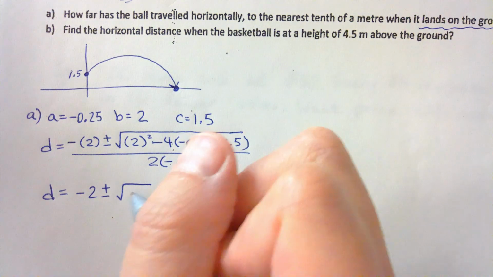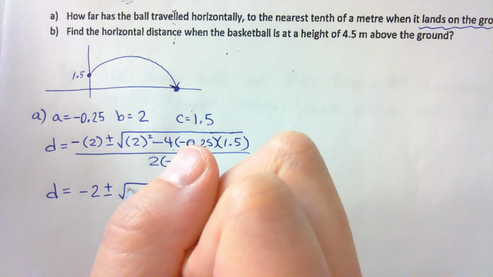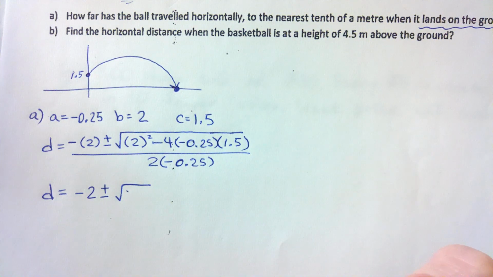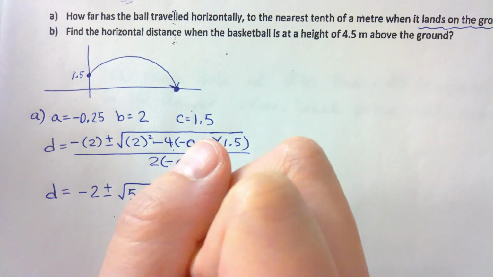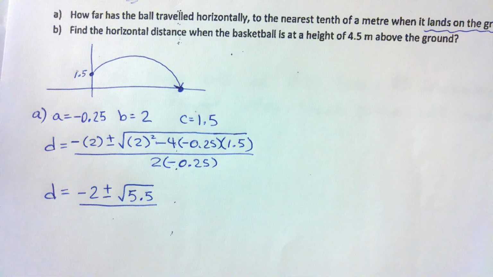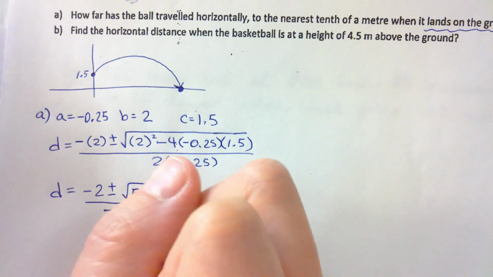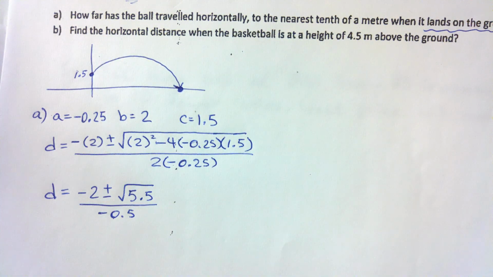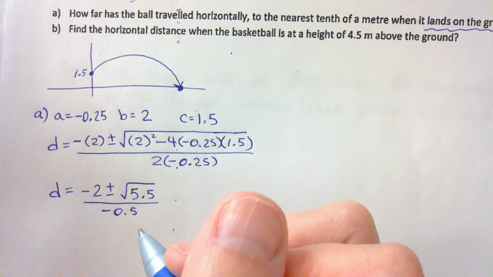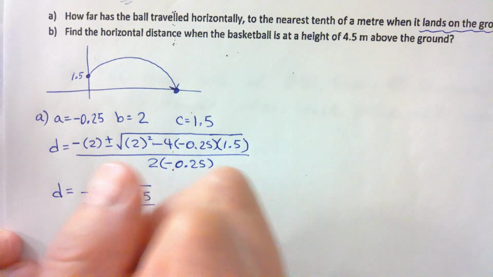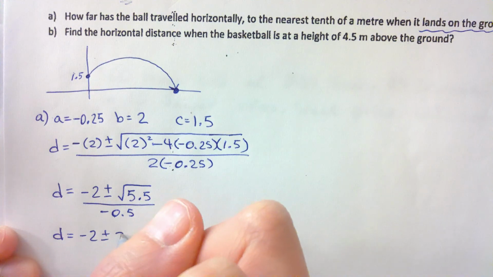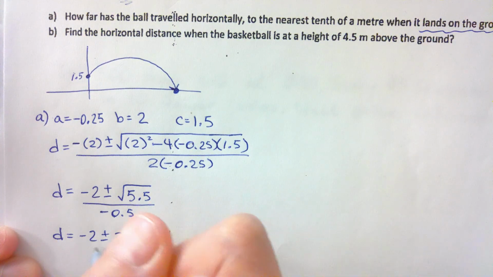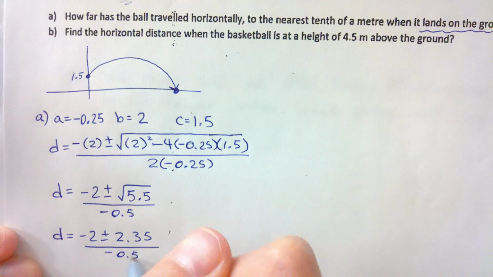Sydney, what did you get in the radical? Okay, good. I got that too. Over negative 0.5. Okay, what is the square root of 5.5? 2.35. Okay. So D equals -2 plus or minus 2.35 over negative 0.5.